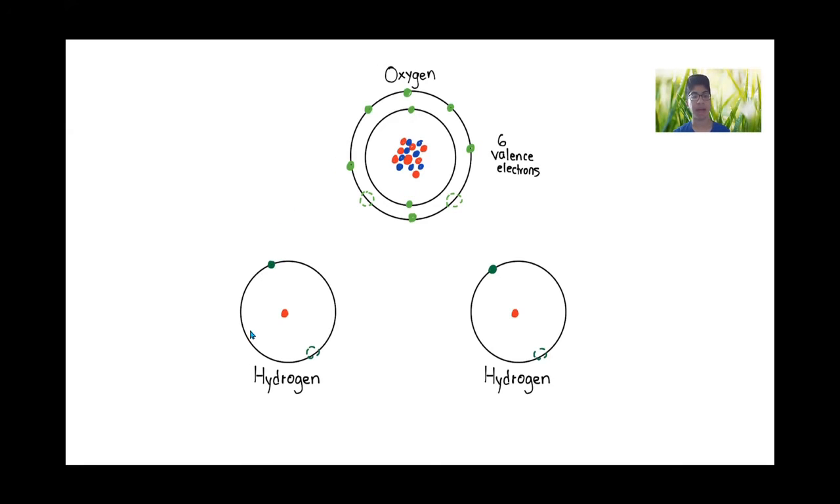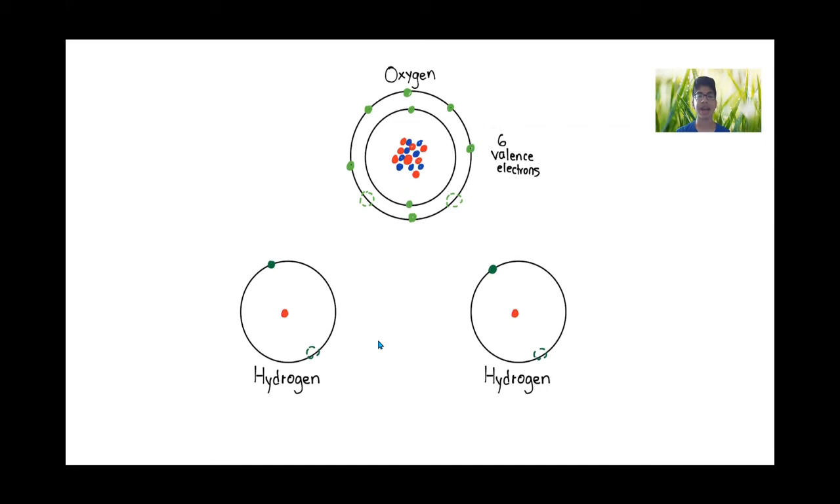Meanwhile, hydrogen atom has 1 electron, which is in dark green, and 1 electron shell. Because it only has 1 electron shell, hydrogen's first electron shell is also its valence shell. Therefore, hydrogen only needs 1 more valence electron to become chemically stable. This is because the first electron shell can only hold up to 2 electrons. Therefore, each of these hydrogen atoms need 1 more valence electron to become chemically stable. So just to recap, oxygen needs 2 more valence electrons, and each hydrogen atom needs 1 more valence electron.